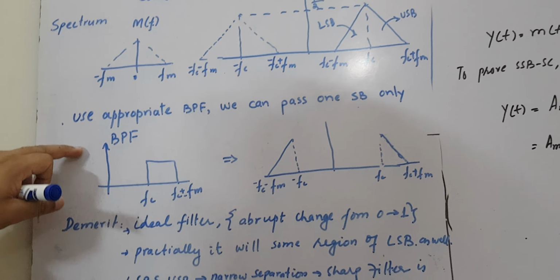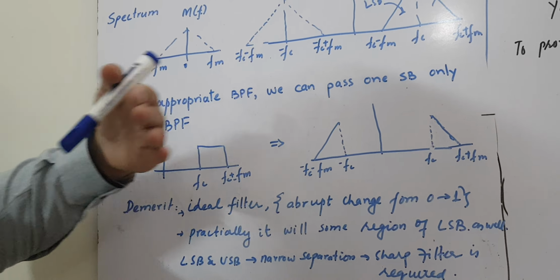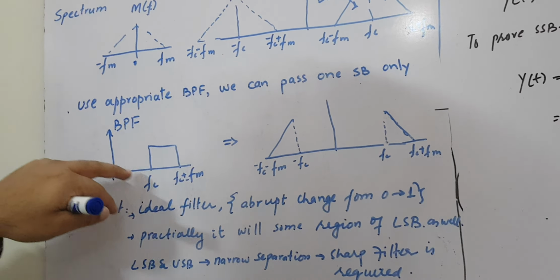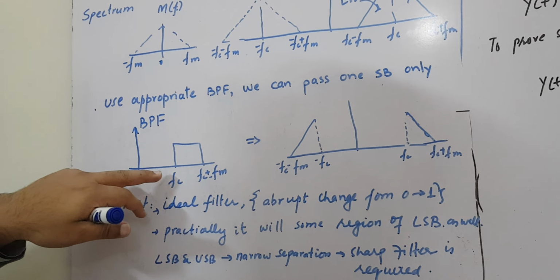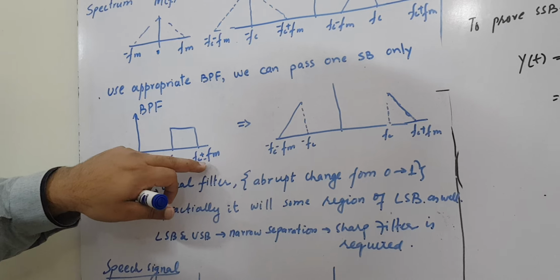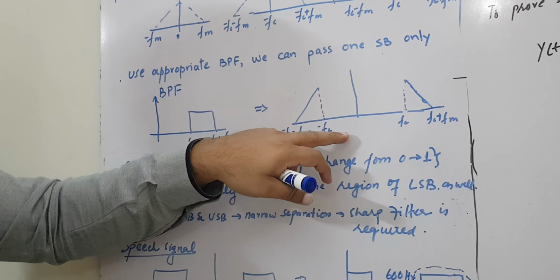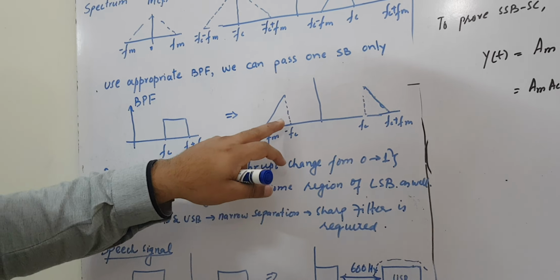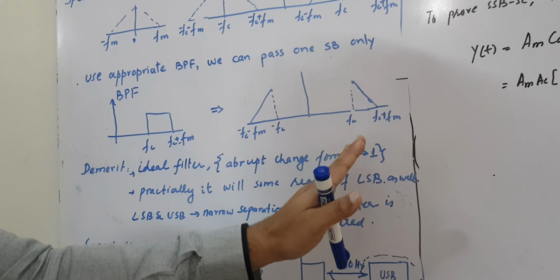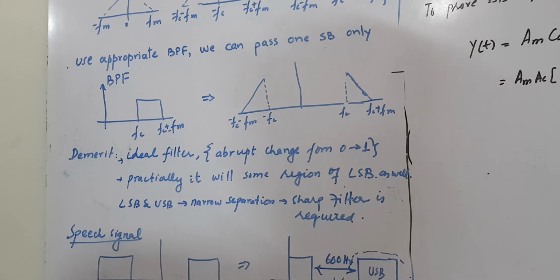So the band pass filter is something like that. If you want to pass the upper sideband, that is the band pass filter whose frequency is centered at f_c, and the upper sideband is f_c plus or minus f_m. The spectrum of the suppressed carrier signal will be at minus f_c and then plus f_c, so minus f_c minus f_m and then plus f_c plus f_m.